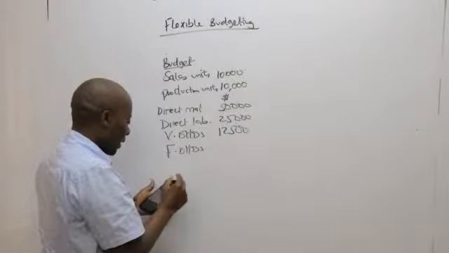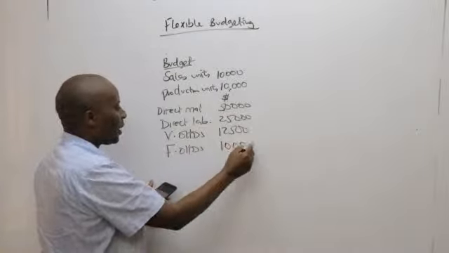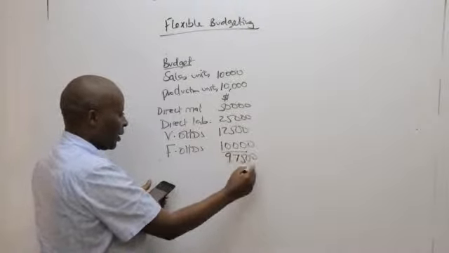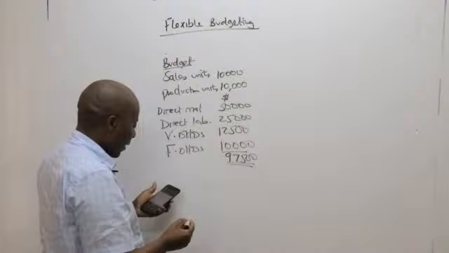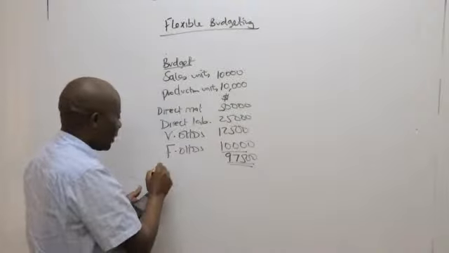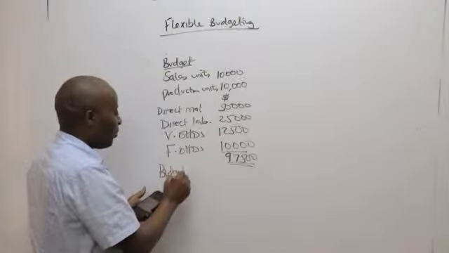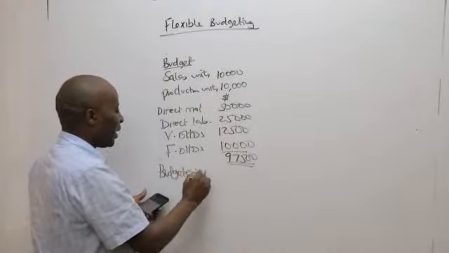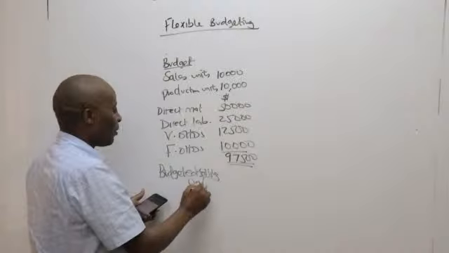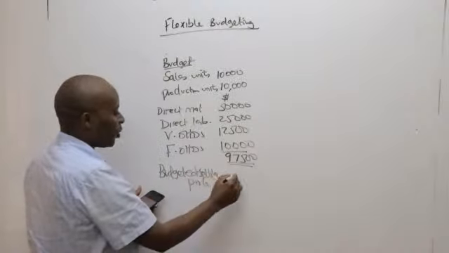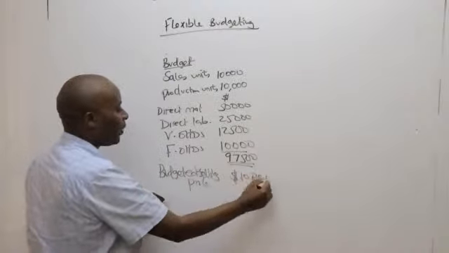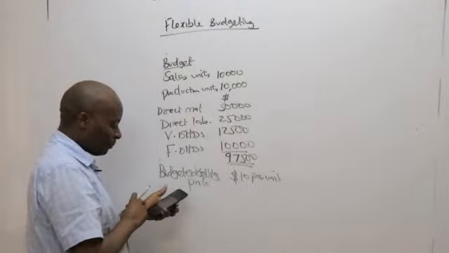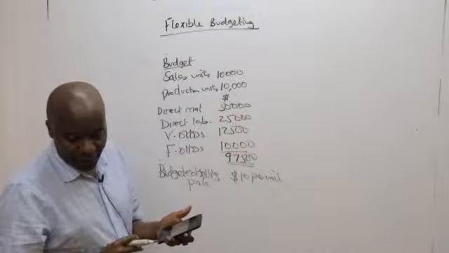Fixed overheads, 10,000, giving us a total of 97,500. And then they have given us the budgeted selling price. The budgeted selling price is $10 per unit, full stop there.